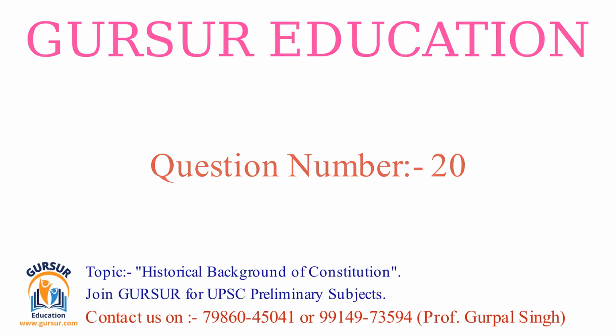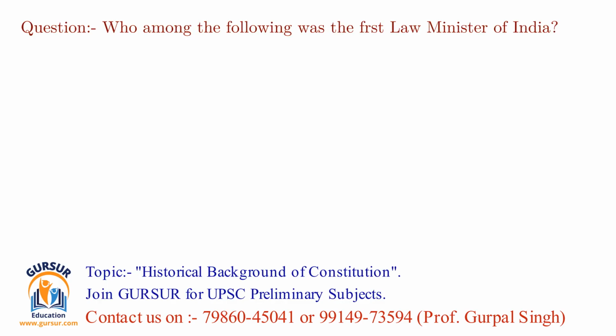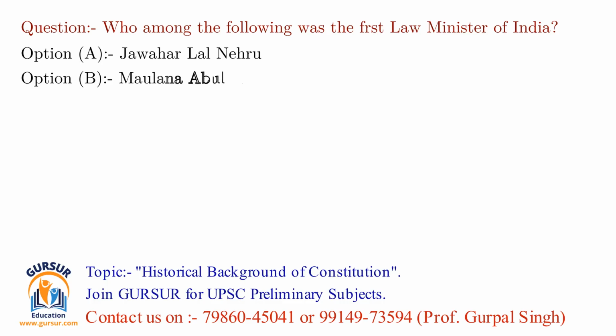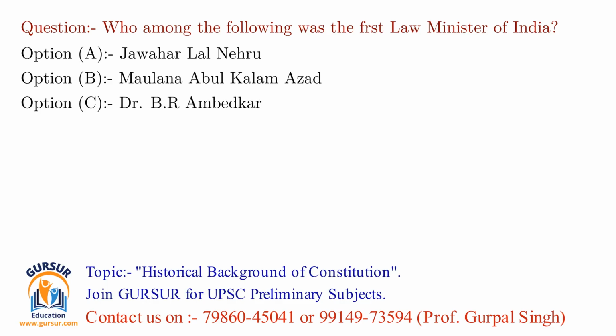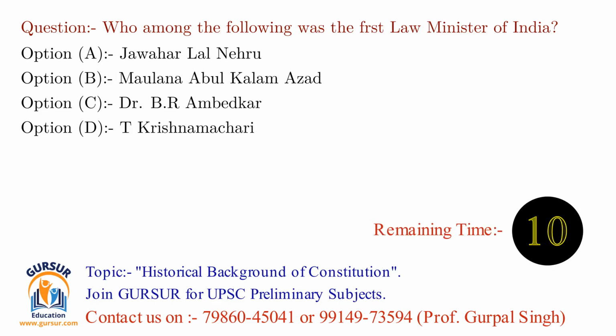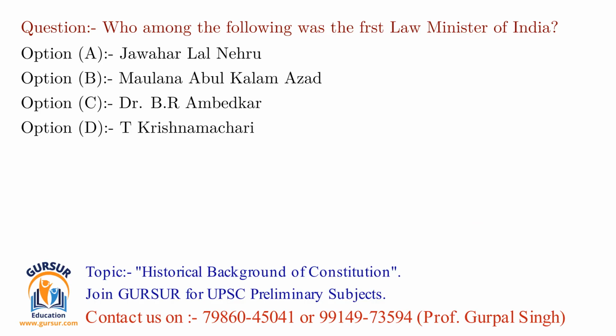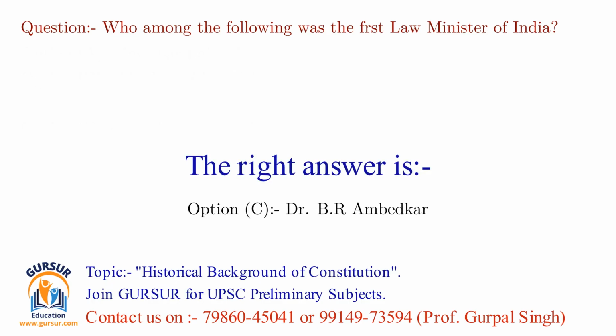So now we move next. The question number 20 is, who among the following was the first law minister of India? The option A is Jawaharlal Nehru. The option B is Maulana Abul Kalam Azad. The option C is Dr. B.R. Ambedkar. And the option D is T. Krishnamachari. And your time starts now. So the right answer of this question is option C, and that is Dr. B.R. Ambedkar.